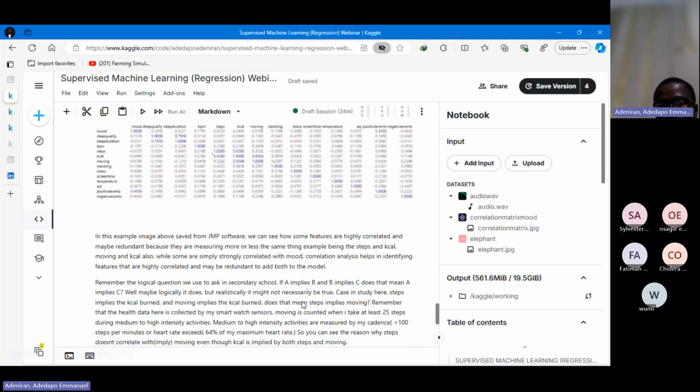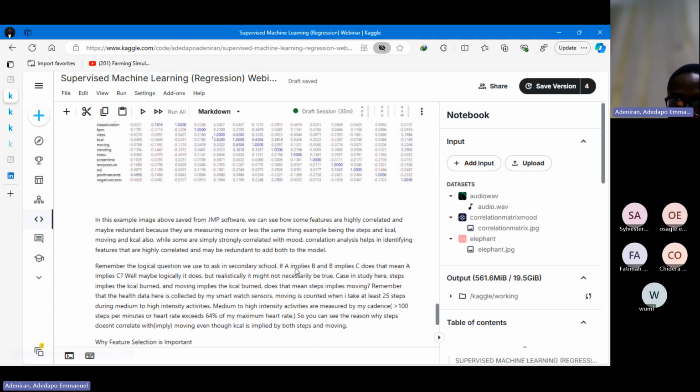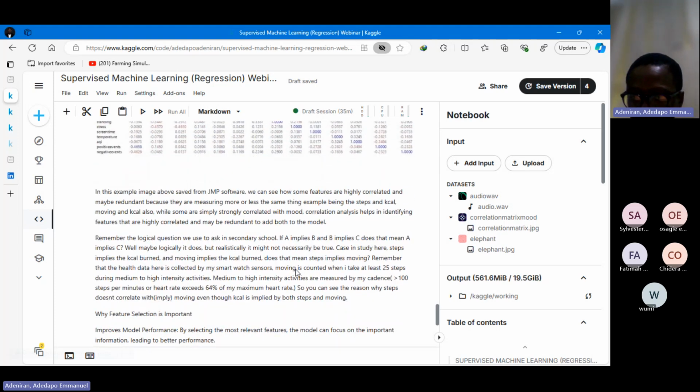Now, there's another thing I want us to notice. If you remember in secondary school, there's one particular logical question that they used to ask us: if A implies B and B implies C, does that mean A implies C? Well, if you think about it logically, maybe A implies C. But realistically, this is not necessarily true. Case in point, what we have here.